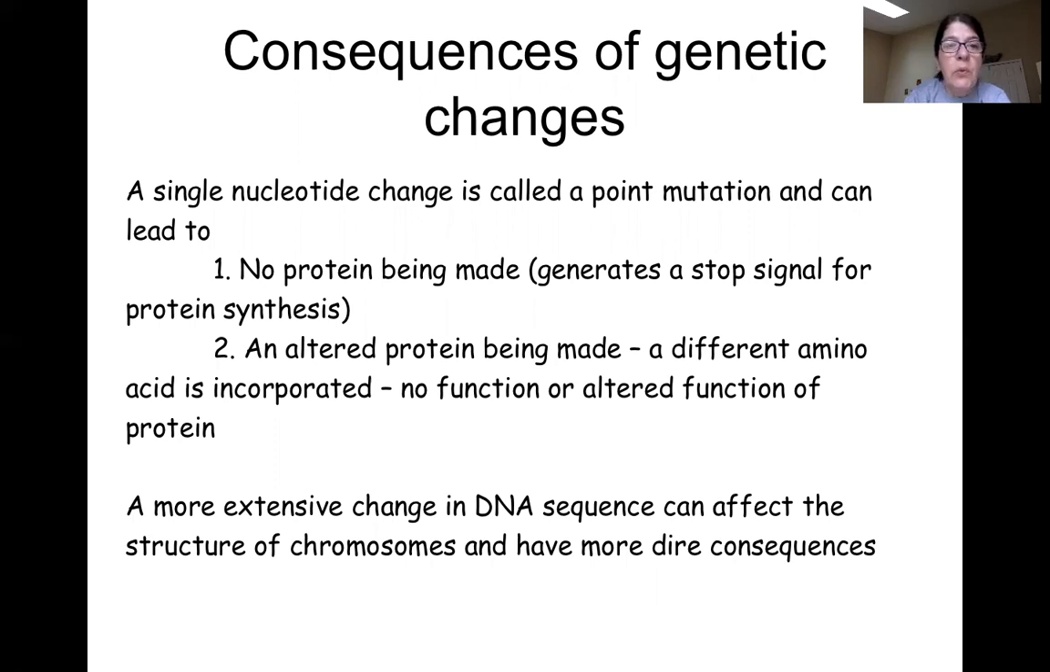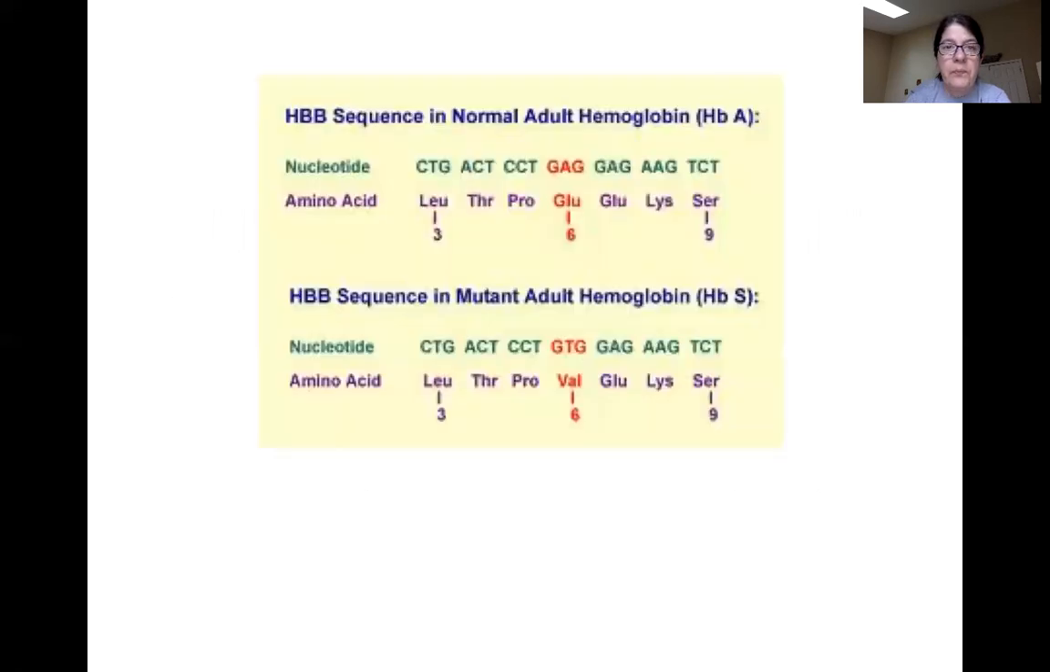And in addition to a single nucleotide change, there are also more extensive changes in DNA sequence that can affect the structure of chromosomes and have more dire consequences. The best example of a single nucleotide change is, of course, something you're already familiar with, sickle cell anemia, and the changes in the mutant adult hemoglobin. A single nucleotide, an A, being changed to a T leads to a different amino acid at position 6 and leads to sickle cell hemoglobin.